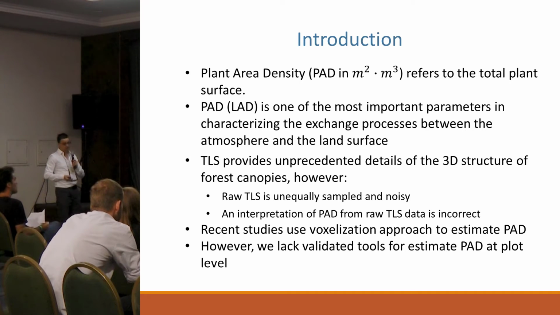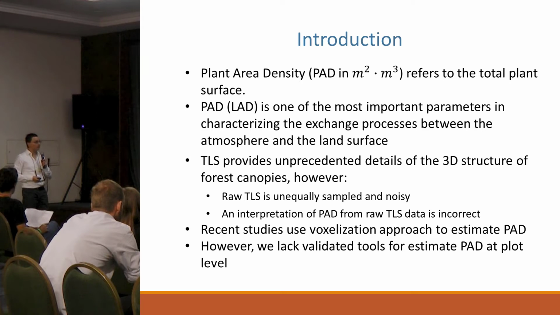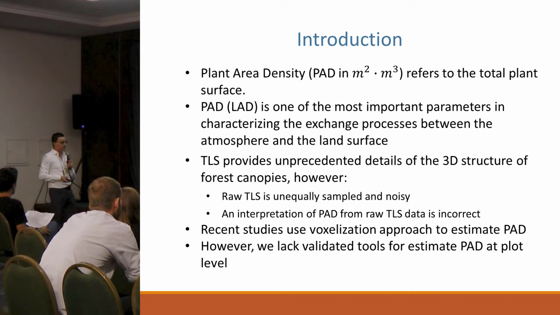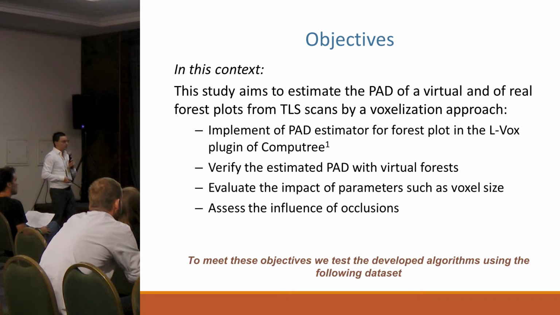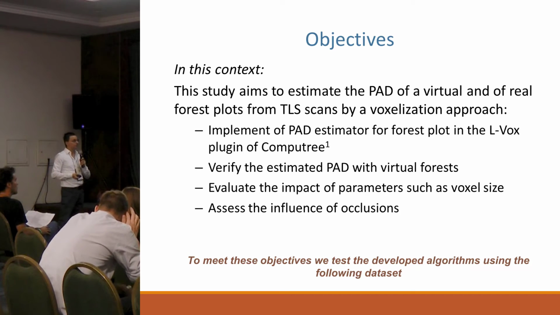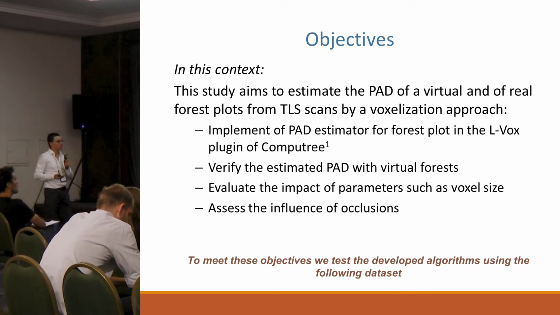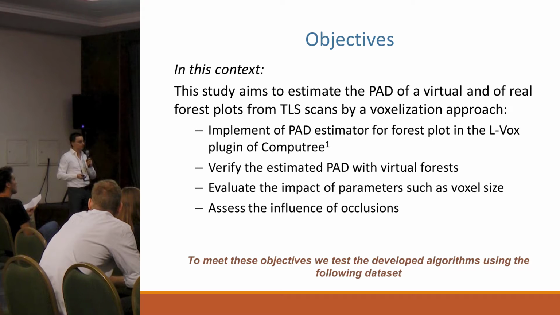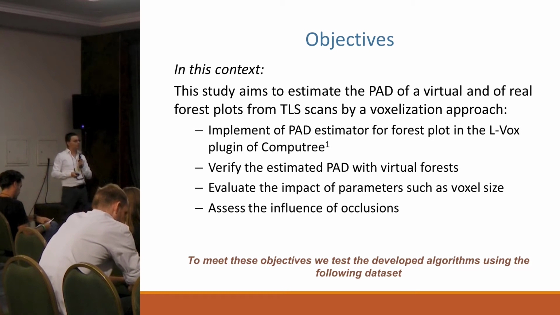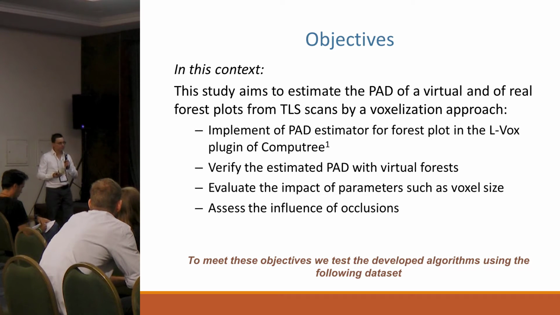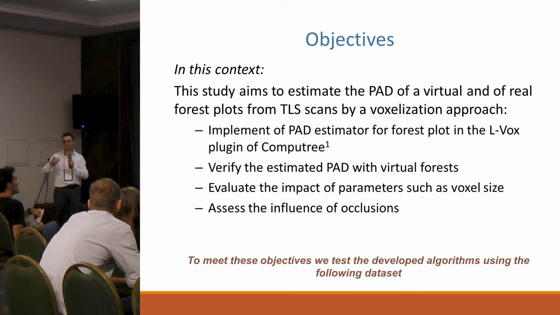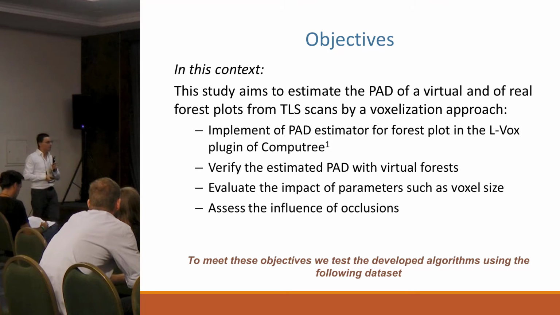Recent studies use a voxelization approach to estimate PAD, but we lacked in the past estimation tools for estimating PAD at plot level. In this context, the study aims to estimate the PAD of virtual and of real forest plots from TLS by a voxelization approach. The implementation of the PAD estimator for forest plots is LBOX, and it is a plugin in Computree. Computree is an open source platform for processing TLS data, focused on forest inventory, but it's more for developing and testing algorithms. It's more like a laboratory rather than a really operational platform.